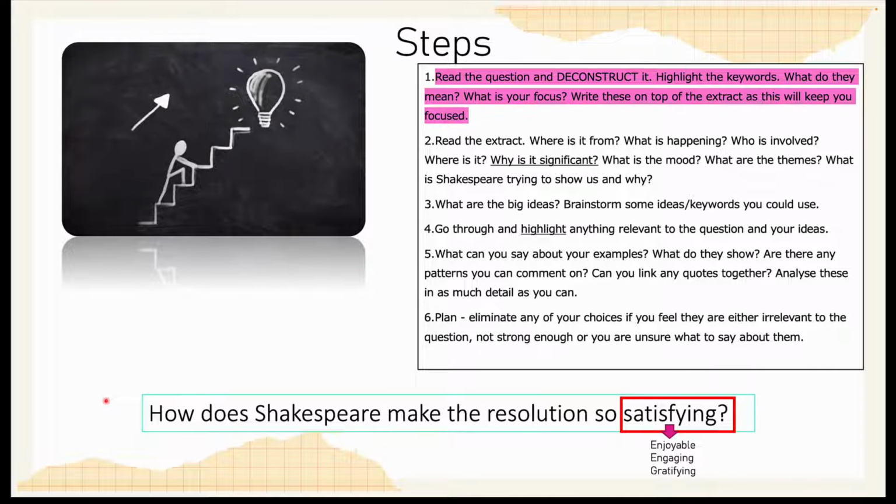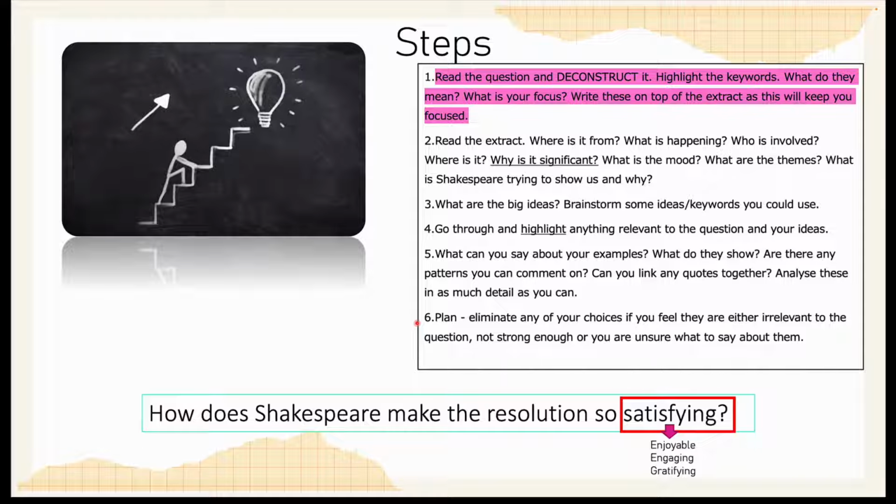So let's have a look at the question we're going to be looking at today. The question that we have is, how does Shakespeare make the resolution so satisfying? And we've got some steps here. It's always a good idea to have a set of steps that you utilise with every single question. It's a good idea as well to keep those steps the same. So we want to make sure that the steps really become second nature.